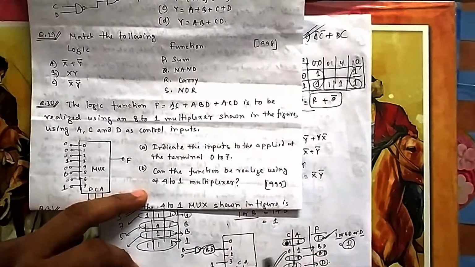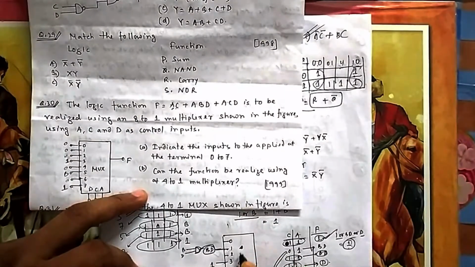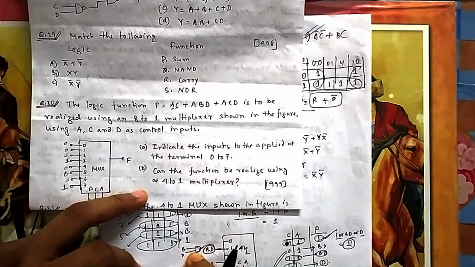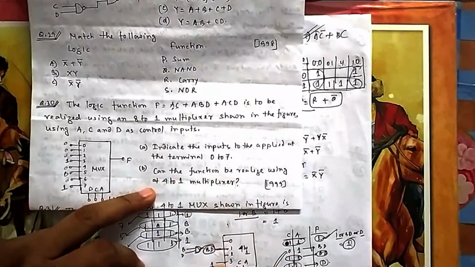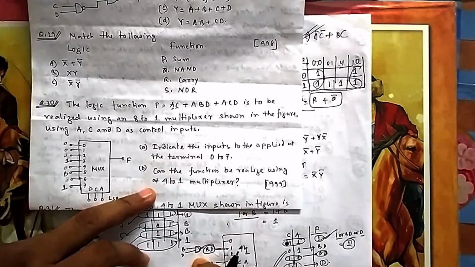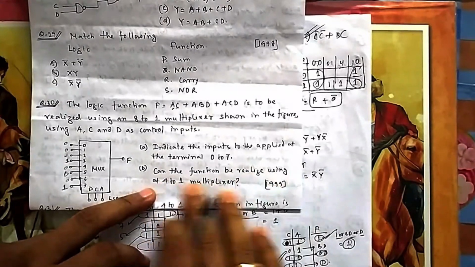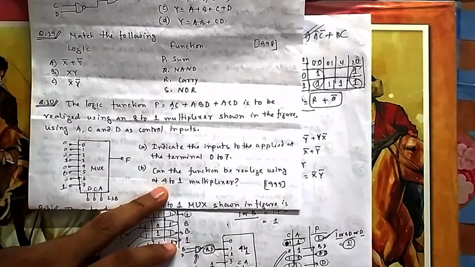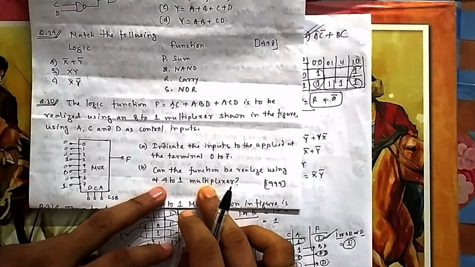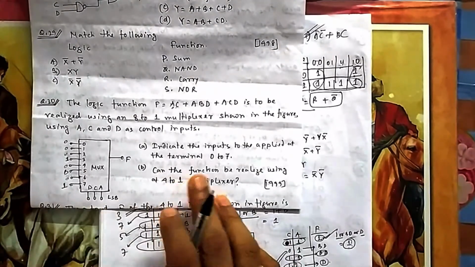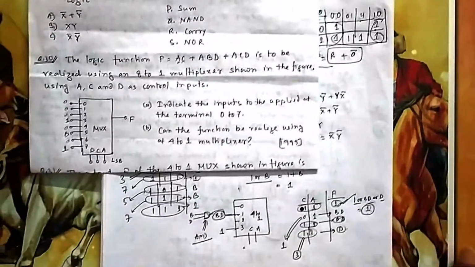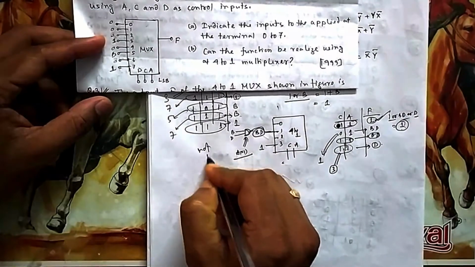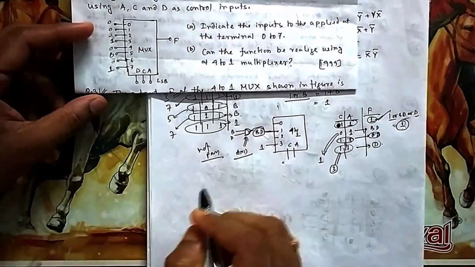So can it be realized using a 4 to 1 mux? You can realize it, but you need an AND gate. So only with 4 to 1 it is not possible, but if they give you an AND gate, then it is possible. So my answer will be: it is not possible, because you need an additional AND gate here. It is possible using a 4 to 1 multiplexer with one additional AND gate. So only with this one it is not possible. Why not possible? Because you need additional items.